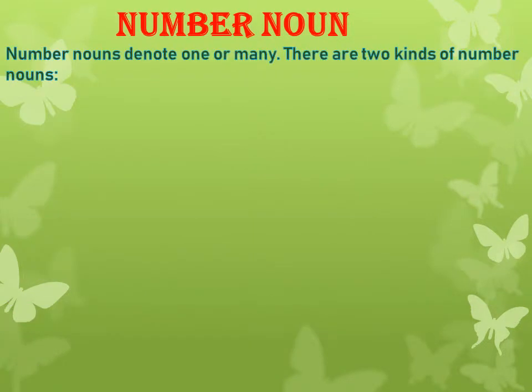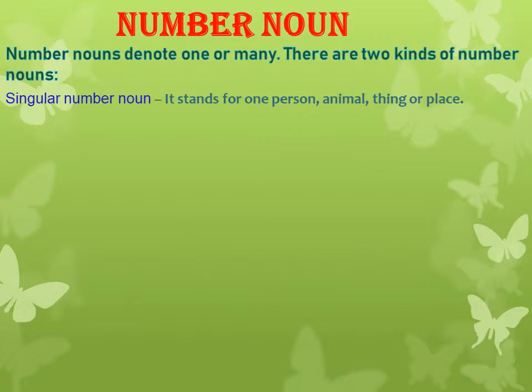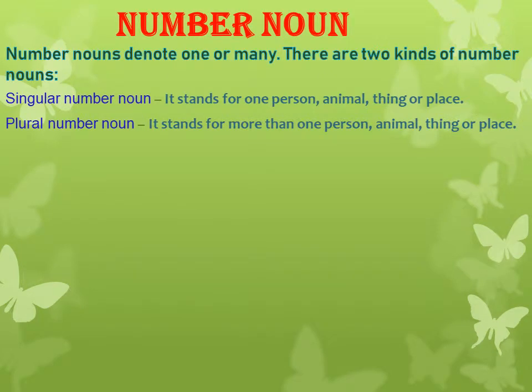Number nouns denote one or many. There are two kinds of number nouns. Singular number noun. It stands for one person, animal, thing or place. Plural number noun. It stands for more than one person, animal, thing or place.